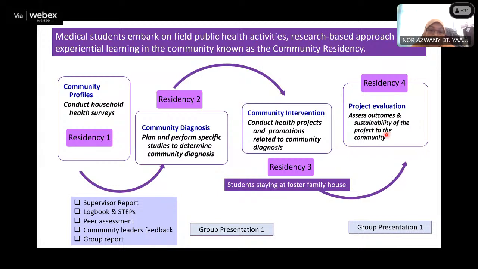The students also stay at the foster family house at residency 3. So they are assessed using the group presentation as well as supervisor report and group report, peer assessment, logbook, and community leaders' feedback.